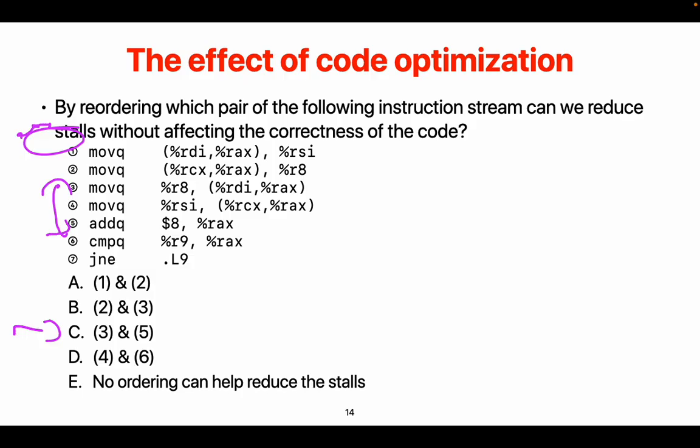Can we reorder 3 and 5? Because some of you picked C, right? Can we reorder 3 and 5? No. Why not?